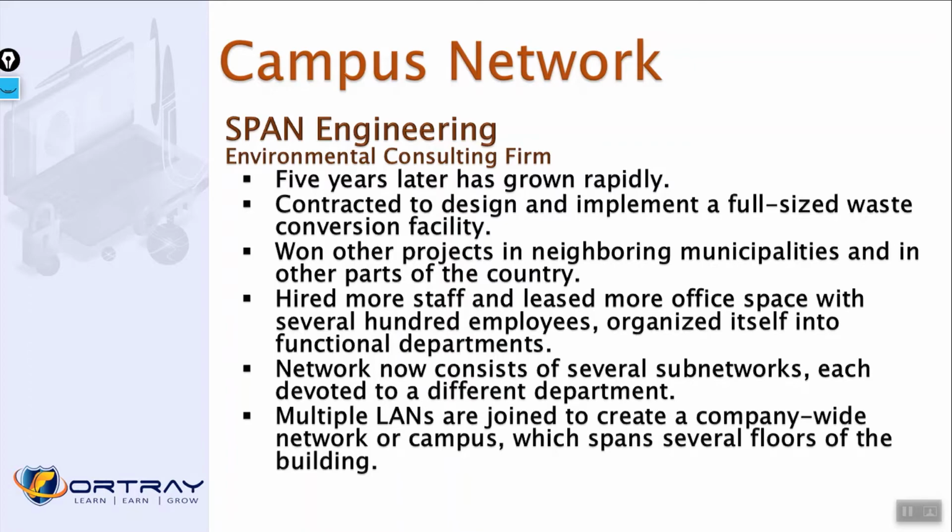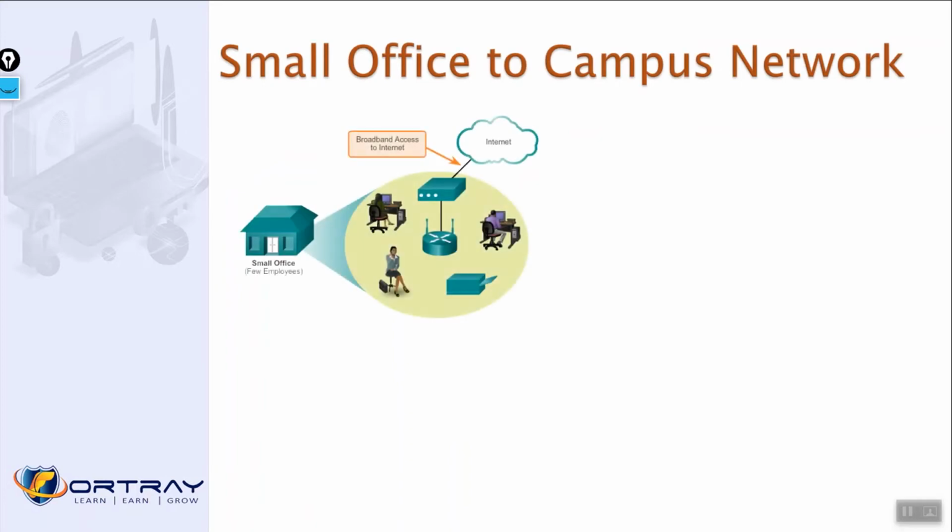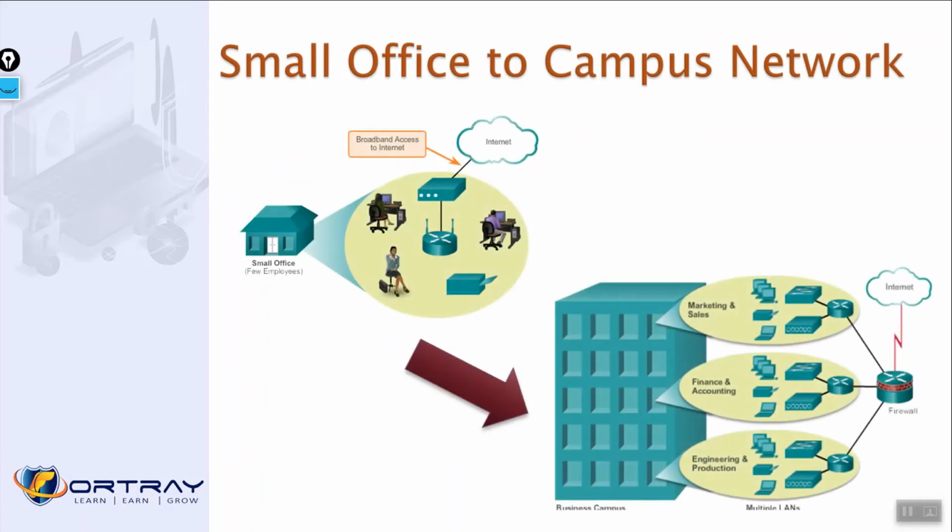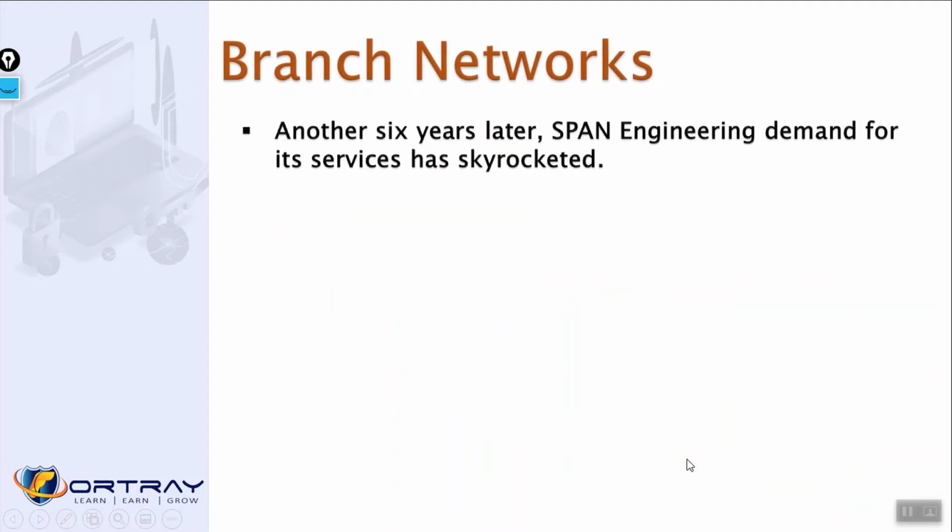So basically, from the previous 4 years when they were just a small company, now they have expanded. They have different areas. They have opened new offices actually, and now you see this like a campus network: the business campus, the small office, broadband. These offices are connected to each other through WAN.